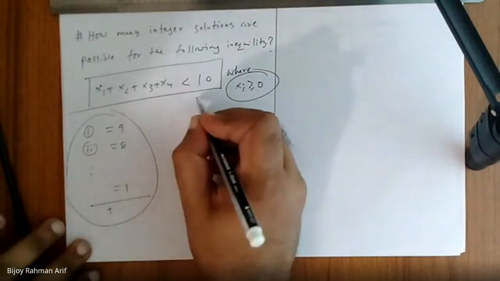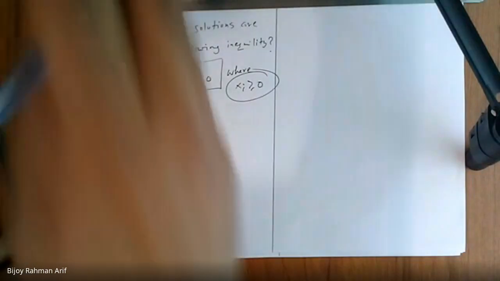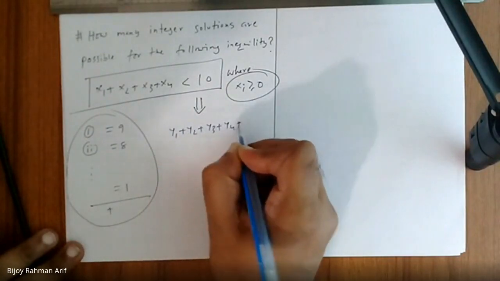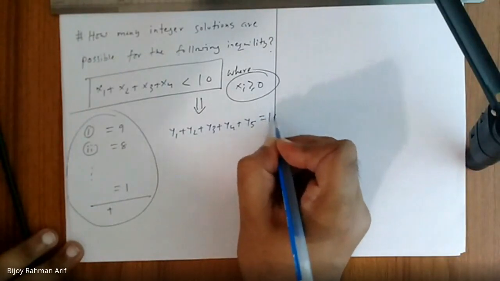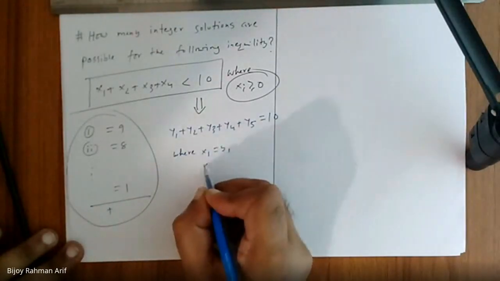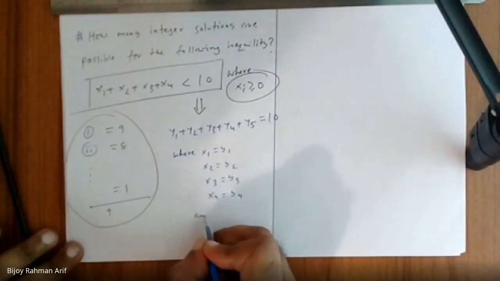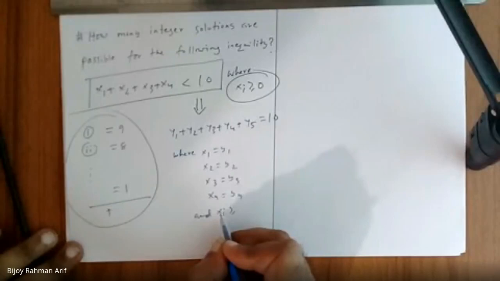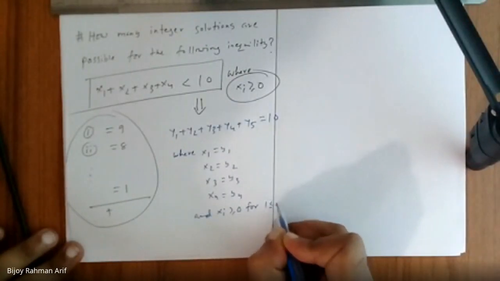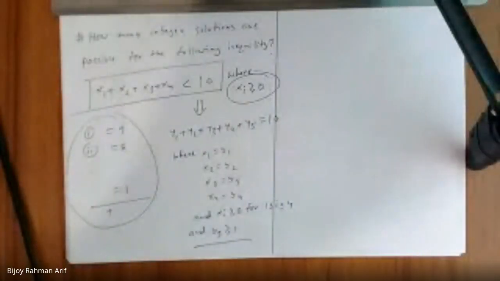How about this? Can we represent this equation like this? y1 plus y2 plus y3 plus y4 plus y5 equal to 10, where x1 equal to y1, x2 equal to y2, x3 equal to y3, x4 equal to y4, and xi greater or equal to 0 for 1 less or equal to i less or equal to 4, and y5 is greater or equal to 1. Is it clear to you guys? Do you agree with me or not?